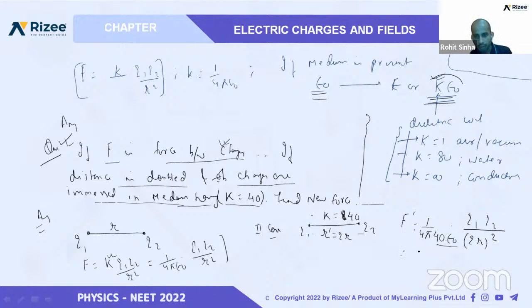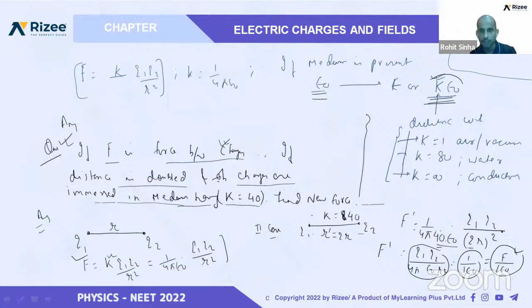When we solve it, what will we get? Q1 Q2 by 4 pi epsilon naught r square, with a factor of 40 and 4 from this side. What we will get is 160, and we see that this is F. So the new force, F dash, will be the original force F by 160, and this is your answer. So I think Nandini was absolutely right.